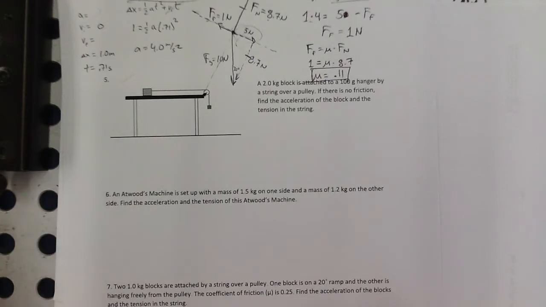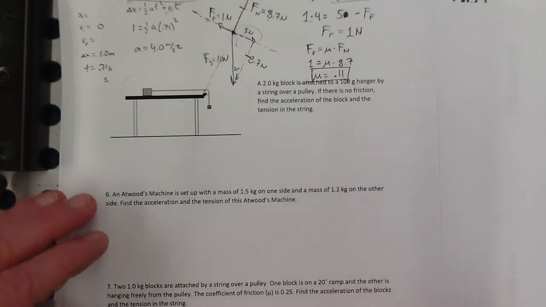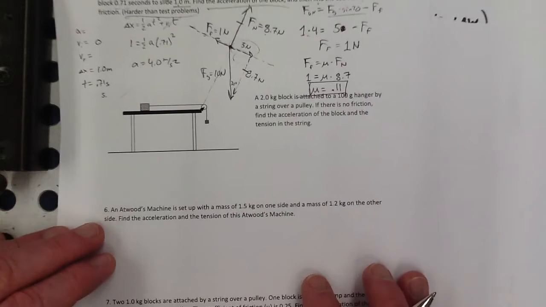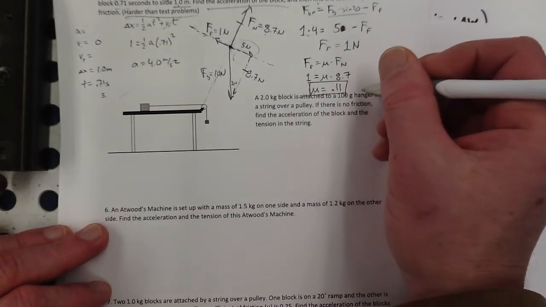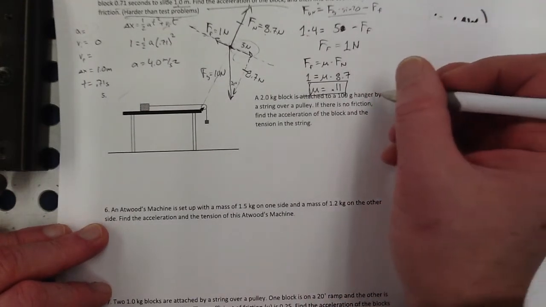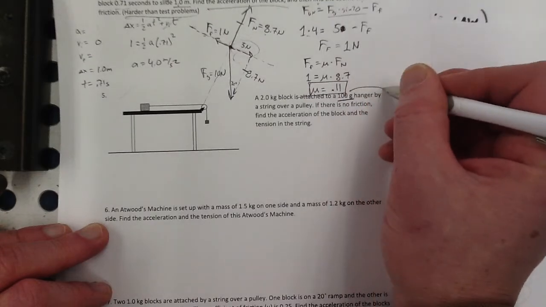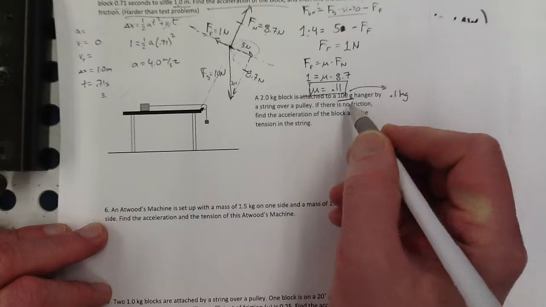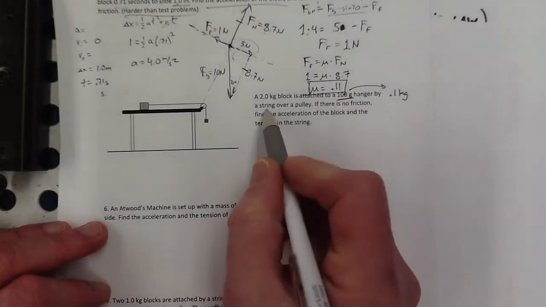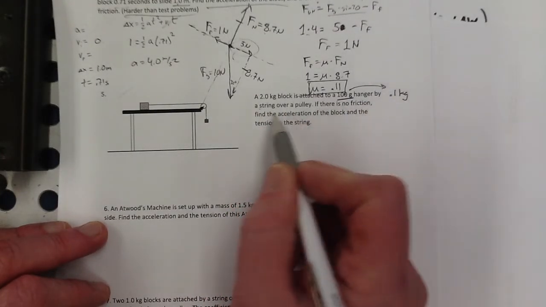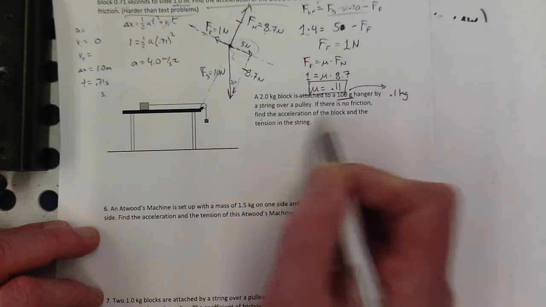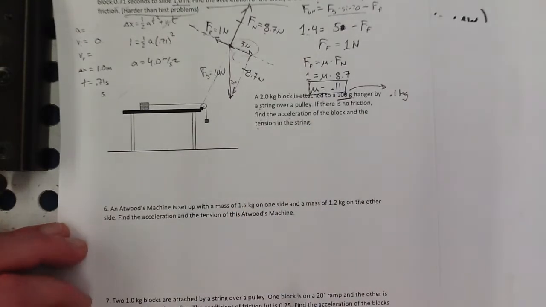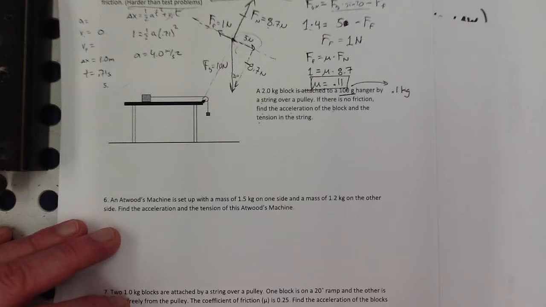All right, number 5. A 2 kilogram block is attached to a 100 gram hanger. Right off the bat, this 100 gram hanger is 0.1 kilograms. Grams, no good. By a string over a pulley, if there's no friction, find the acceleration of the block and the tension in the string. Okay, so we're doing one without any friction here.